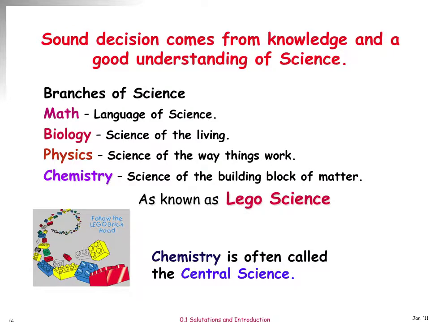So let me wrap up by telling you that science is an amazing subject, but chemistry is just one of many subjects in science. Math is considered the language of science. Biology is the science of the living. Physics, the science of the way things work. And chemistry is the science of the building blocks of matter. I like to call chemistry Lego science because if you think of the atoms as Lego bricks, and you've been to Disney Legoland and seen what they've built with these Lego blocks, well, with atoms we build the universe. So chemistry is often called the central science.